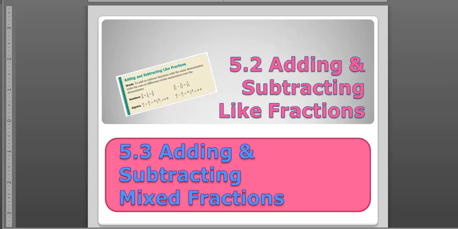Okay, this is lesson 5.2 and 5.3. These lessons are combined because they are focusing on adding and subtracting of fractions, whether those fractions are like fractions, have different denominators, or they are mixed fractions.